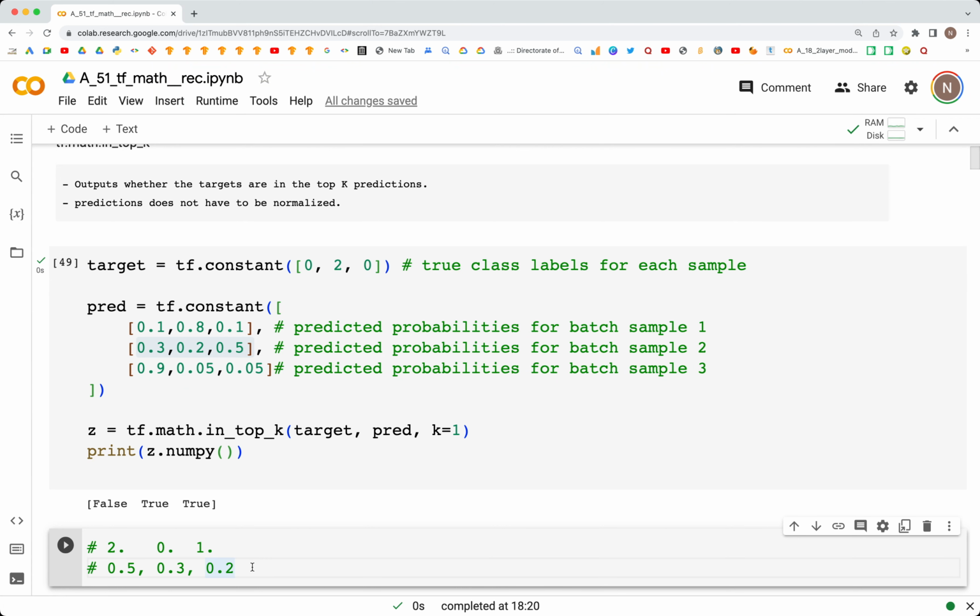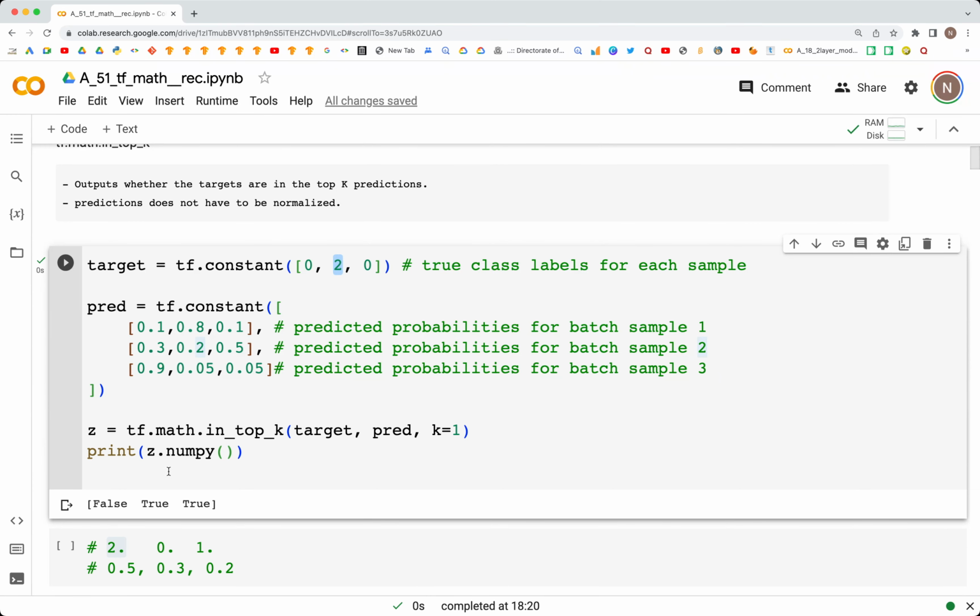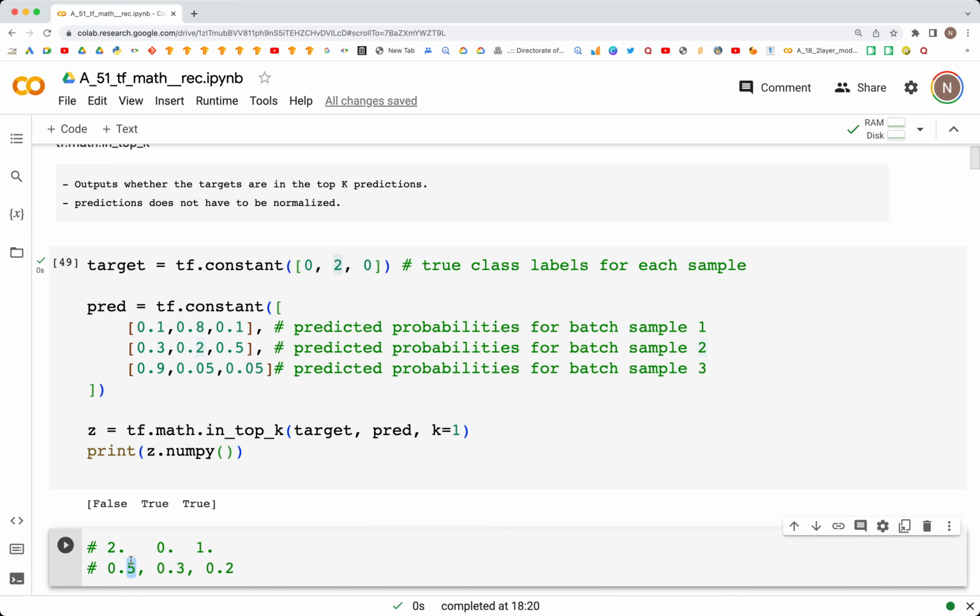And so again, the question we ask is, what is the class for the predicted value? Is it the top one? So in this case, it is top one. So the top one probability does belong to class 2, and that is also the true class, and so we get a true value.